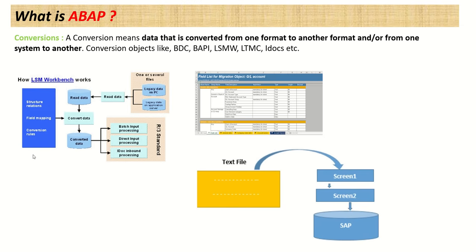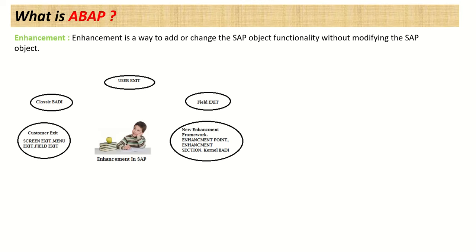Okay, so those kind of objects we call a conversion. The next object as an ABAP consultant we need to focus on is the enhancement. Enhancement is a way to add or change the SAP standard functionality without modifying the object. So what is the meaning of this?